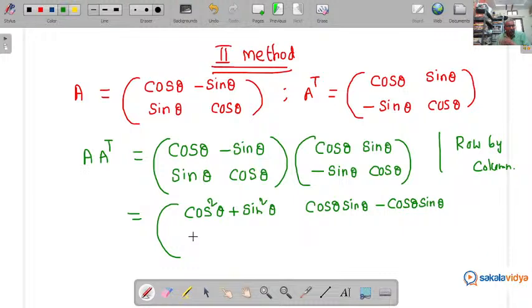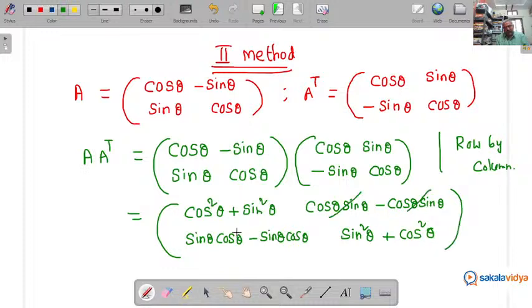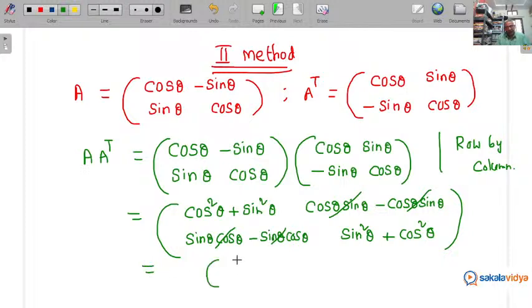Second row first column, that is sin theta cos theta. So plus cos theta into minus sin theta, so minus sin theta cos theta. So next, second row second column, that is sin square theta plus cos square theta. Sin square theta plus cos square theta is the identity. So this one gets cancelled, this one gets cancelled. So we have the beautiful result 1 0 0 1. This is nothing but I. So therefore A is orthogonal.